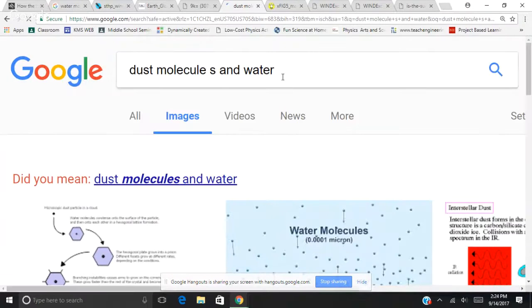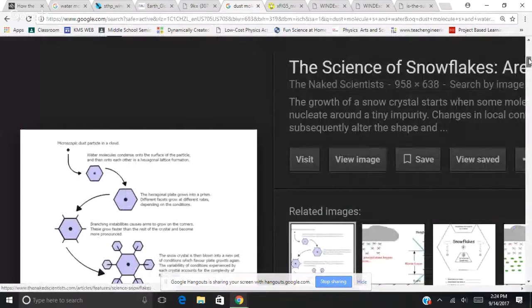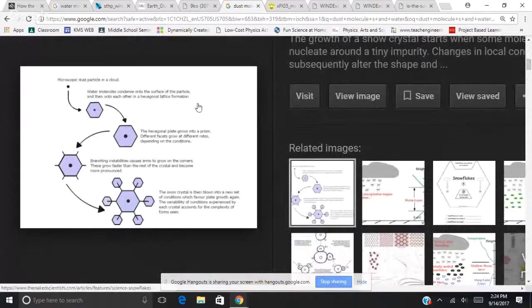Let's see if I can show you a picture of that. Here we go. So microscopic dust particles help things like rain and snowflakes grow because it's allowing many rain molecules or snowflake molecules to bond together and create one larger droplet. And that larger droplet means more snow and more rain. In the case of the Brazilian rainforest, it's more rain.